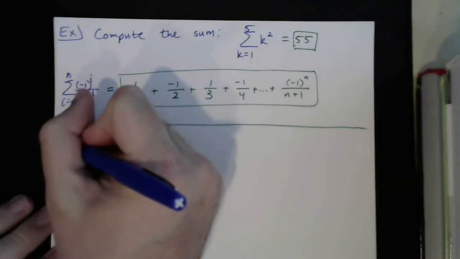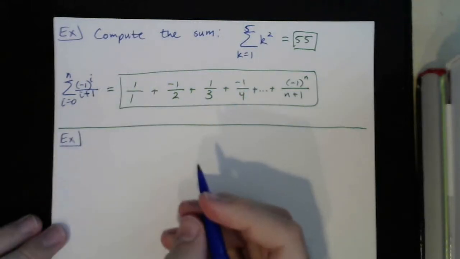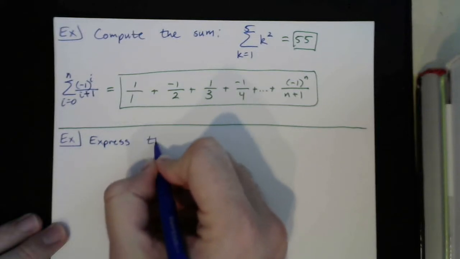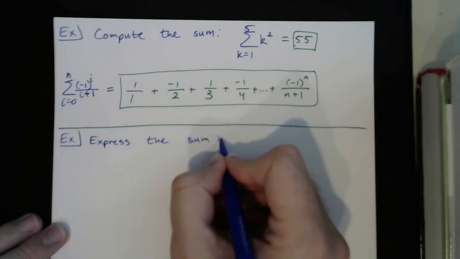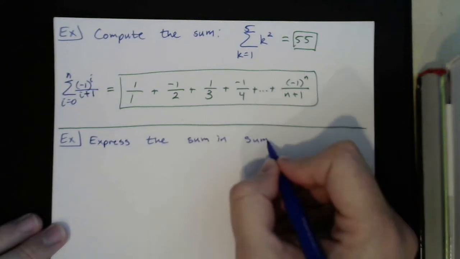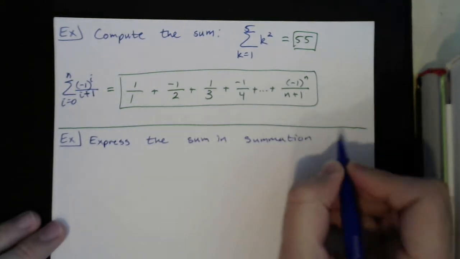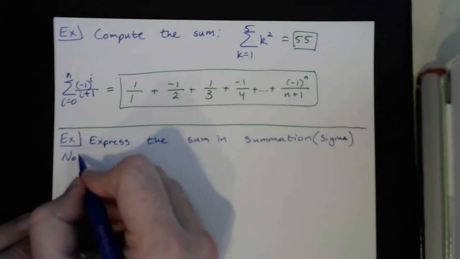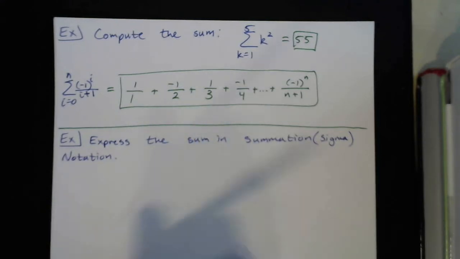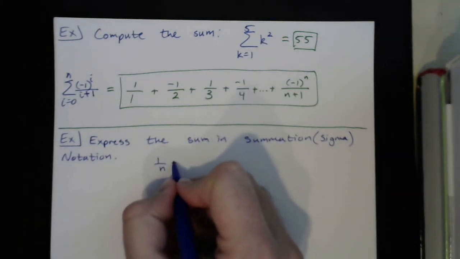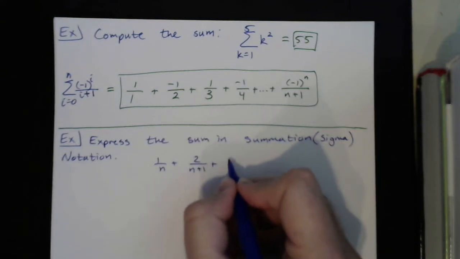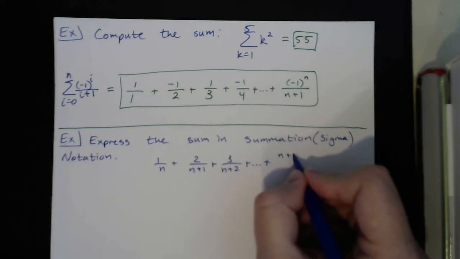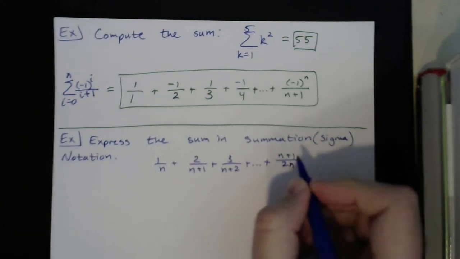So the next problem we're going to work on is the other common thing with series, and that's expressing a series. So express the sum in summation notation, or in sigma notation. Our sum will be 1 over n plus 2 over n plus 1 plus 3 over n plus 2 plus ... all the way to n plus 1 over 2n.